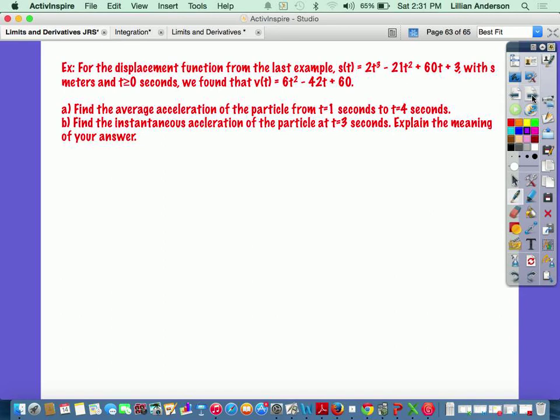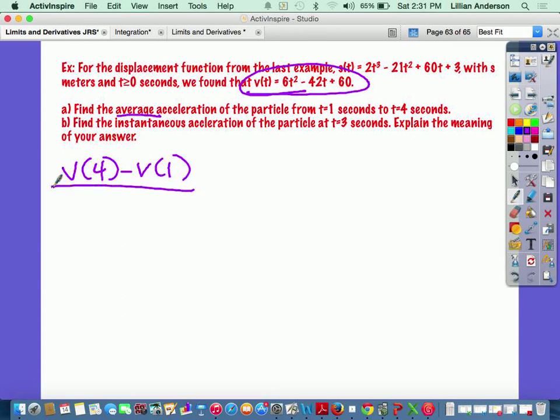Average acceleration. There's a difference between average and instantaneous. Remember, average acceleration is just old school slope. So that means I need to do y2 minus y1 over x2 minus x1. But in this case, I'm going to use my velocity function to represent my y, and my x's are just my normal time. So the change in my velocity over the change in my time. When I plug this in, I'm going to get an average acceleration of negative 12 meters per second.